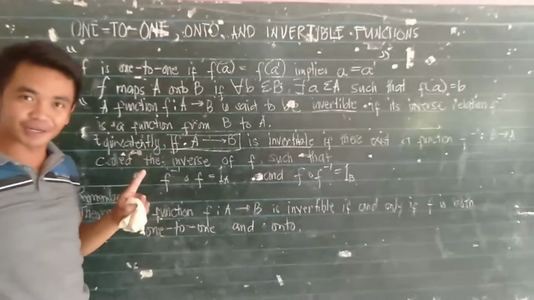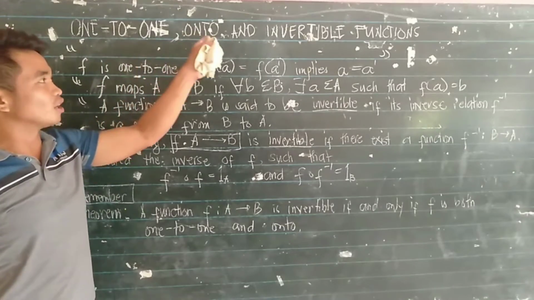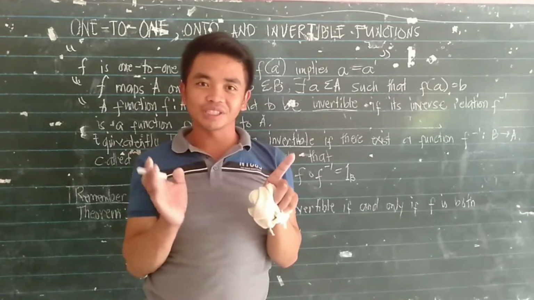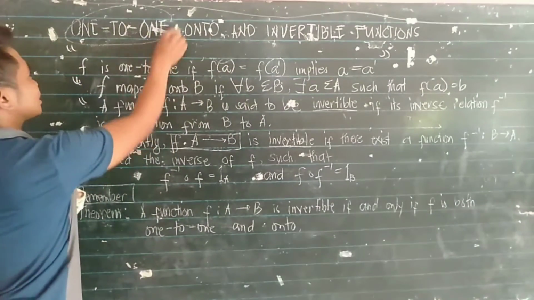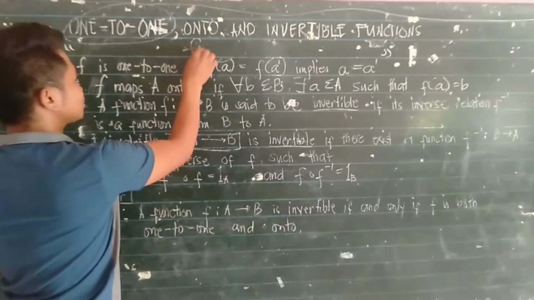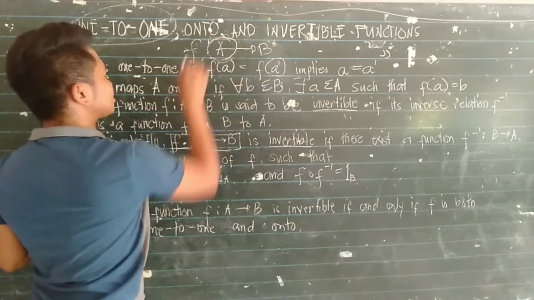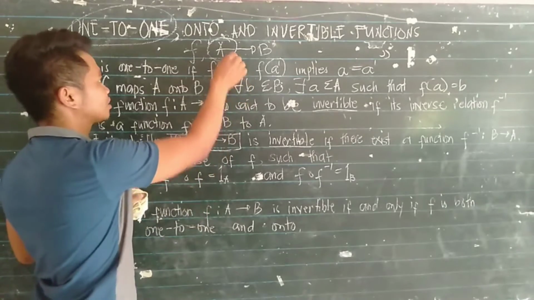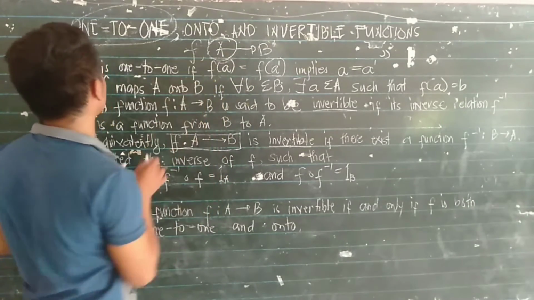Okay, so good afternoon everyone, and we're going to talk about the one-to-one, onto, and invertible functions today. So first we're going to proceed with the one-to-one function. A function from A to B is said to be one-to-one if all elements in A have distinct images. So that is the one-to-one.